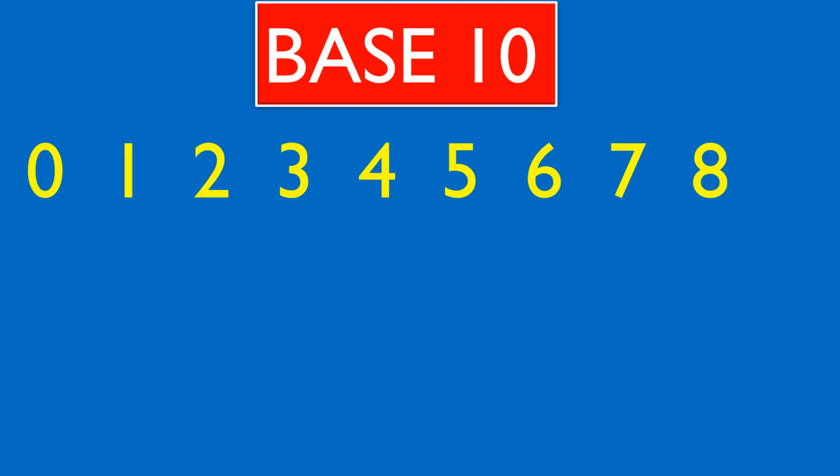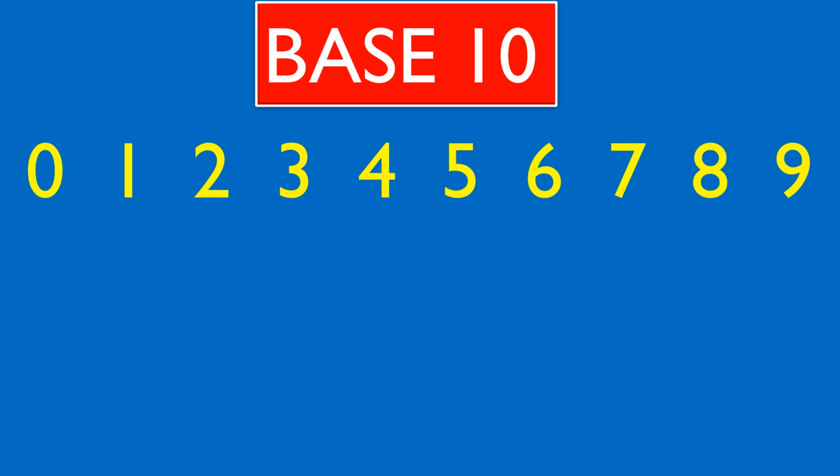We are mostly familiar with base 10 numbers, and our everyday calculations, our everyday numbers we see around are commonly base 10. In the base 10 number system, we have 0, 1, 2, 3, 4, 5, 6, 7, 8, and 9. So there are 10 numbers in the base 10 number system.